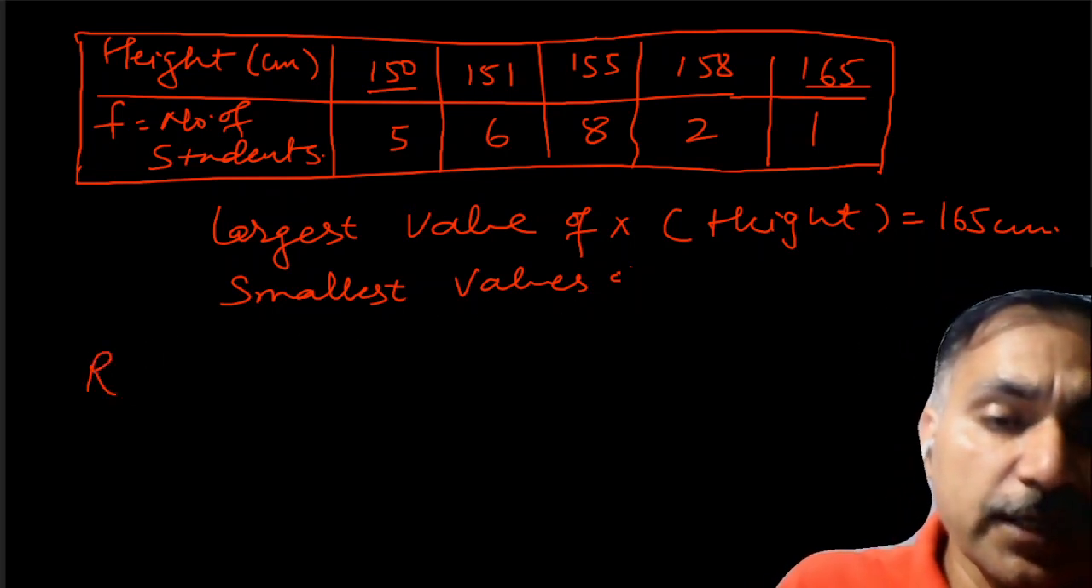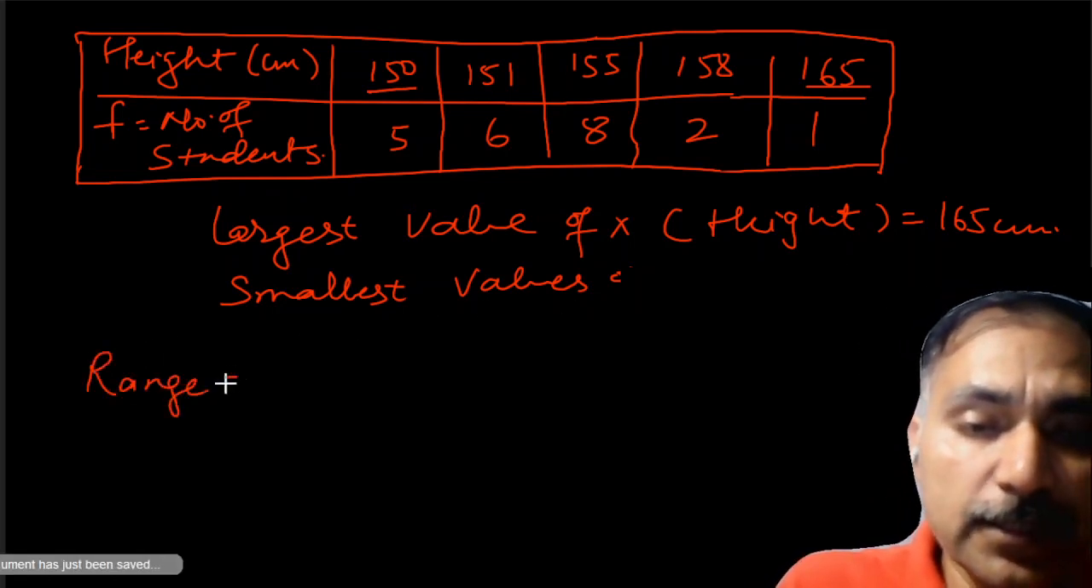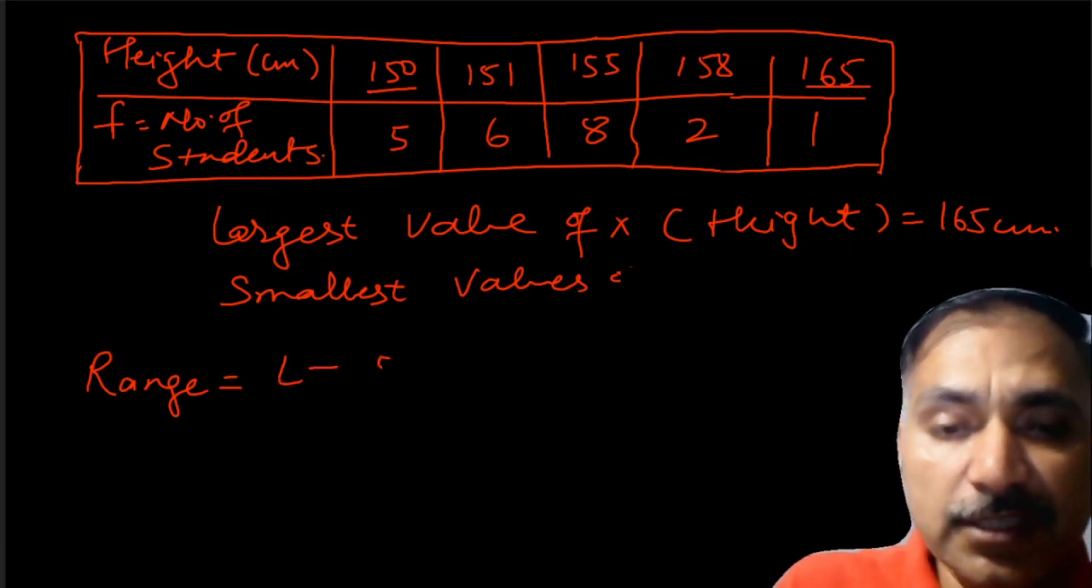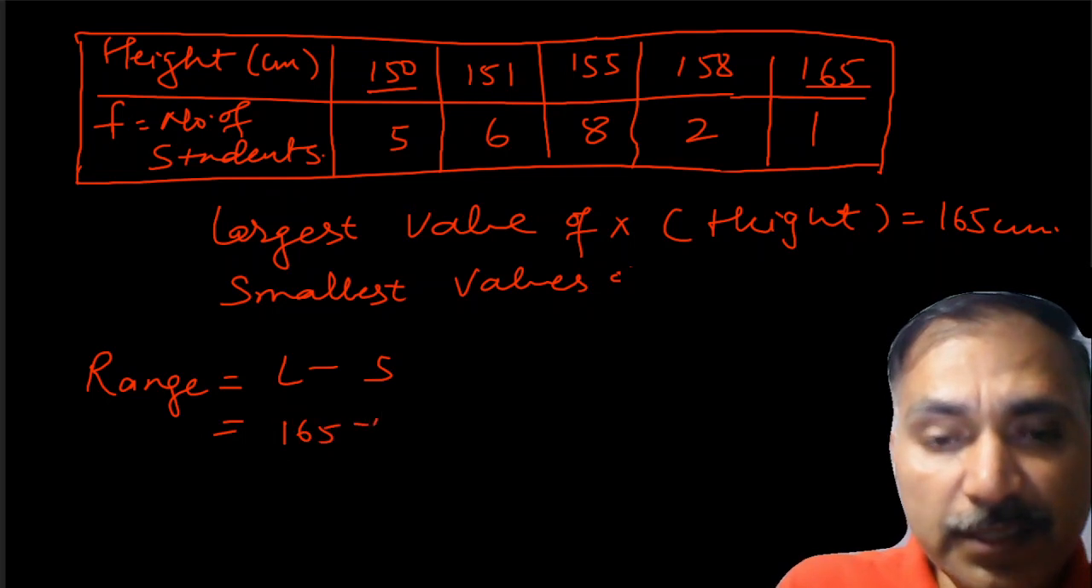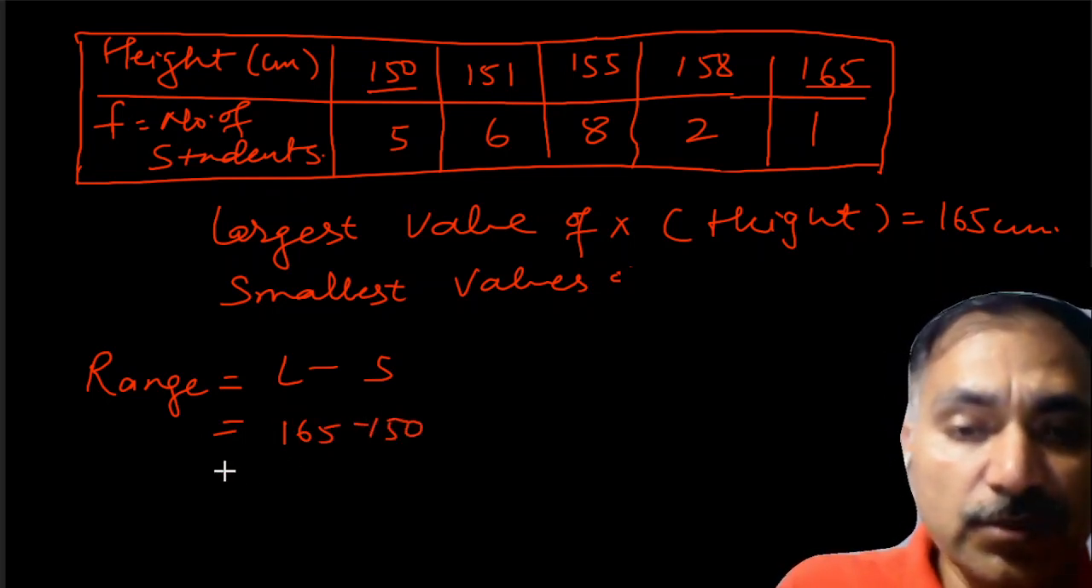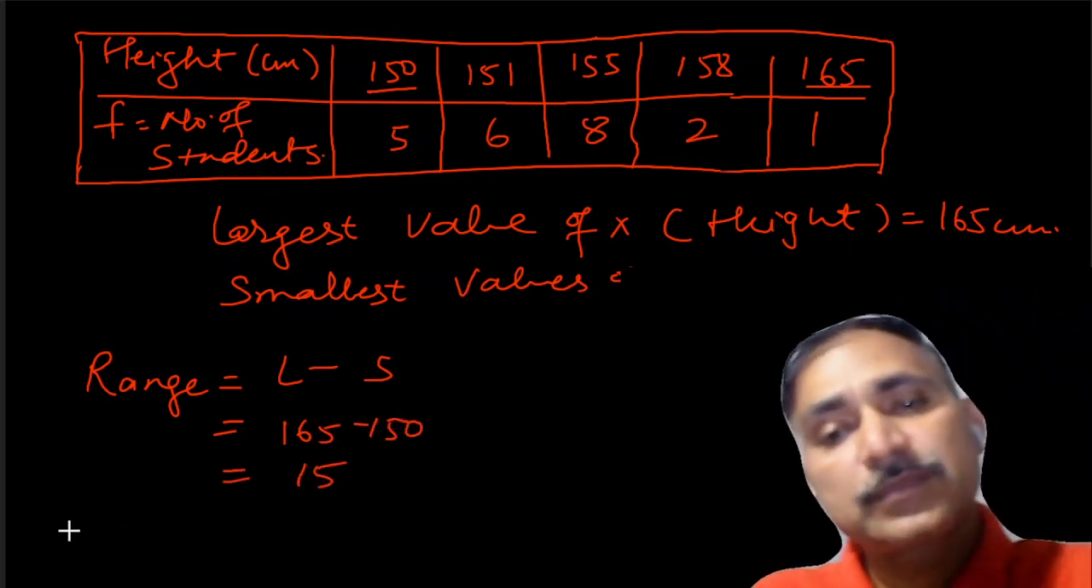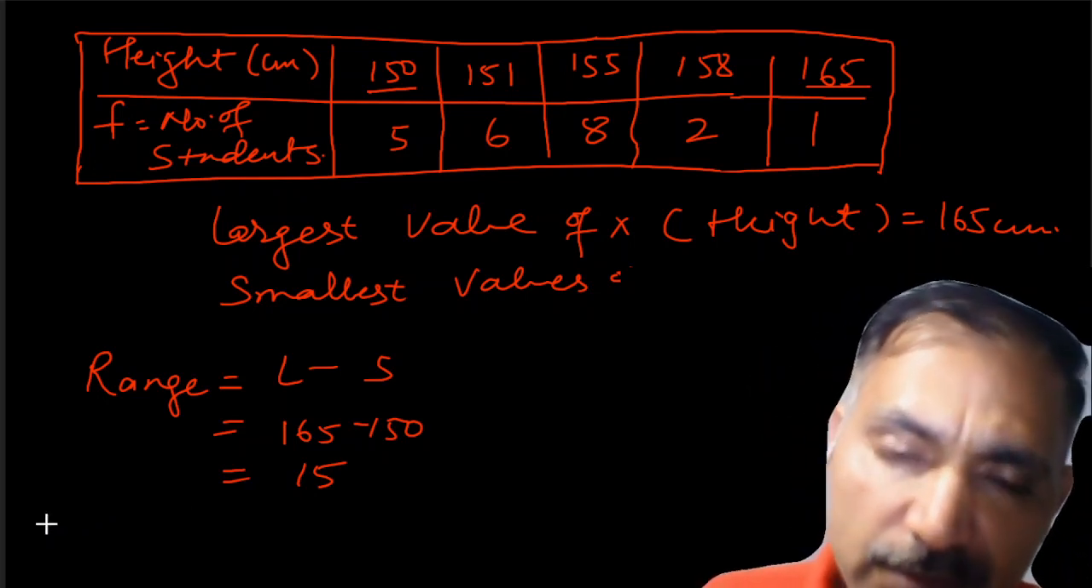Now we will find out the range. Range, that is largest minus the smallest. It will become 165 minus 150. So it comes as 15. I hope you have understood this question.